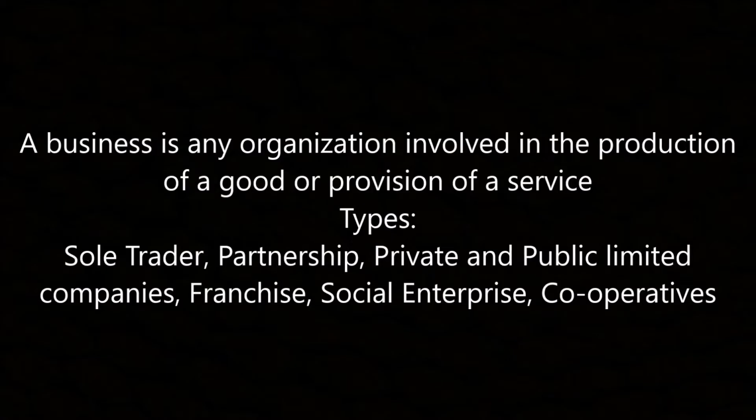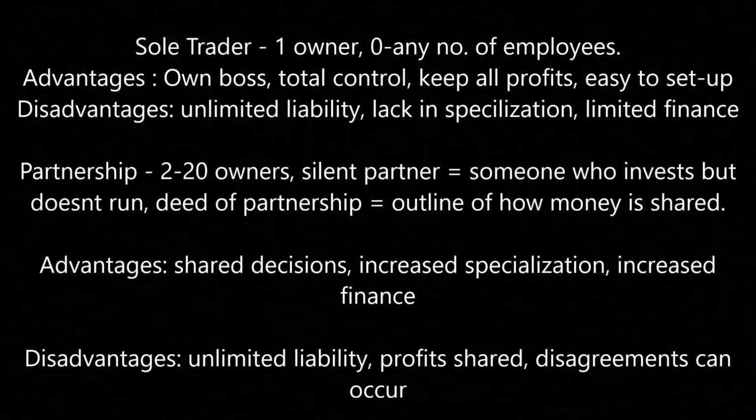A business is any organisation involved in the production of a good or provision of a service. The types include sole trader, partnership, public and private limited companies, franchises, social enterprises, and cooperatives. A sole trader has one owner and zero to any number of employees. The advantage is that you're your own boss, you have total control, you keep all the profits, and it's easy to set up. Disadvantages are that you have unlimited liability, a lack of specialisation, and limited finance.